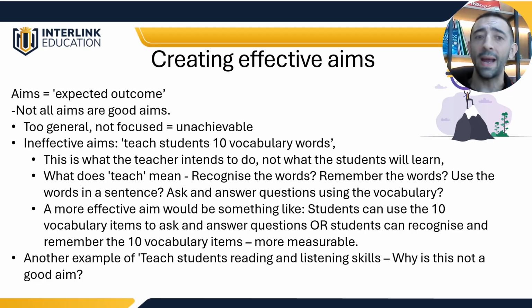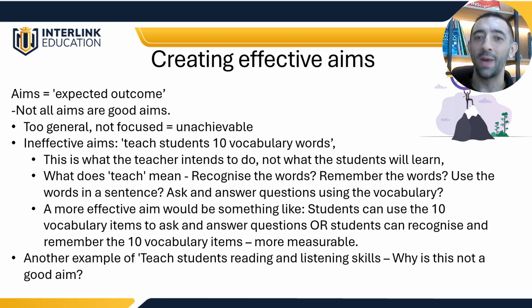Well, this is a better aim because we can measure it. We can tell whether the students have been able to do it or not. We can set up a final productive activity which shows us exactly how many students have remembered and exactly how many words they have remembered. Effective. Another example: teach students listening and reading skills. So this is another example of a bad aim, because reading has so many different skills, listening has so many different skills. Well, which skills do we want to teach?